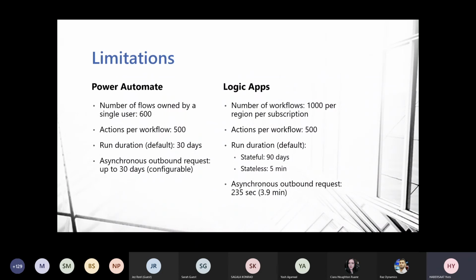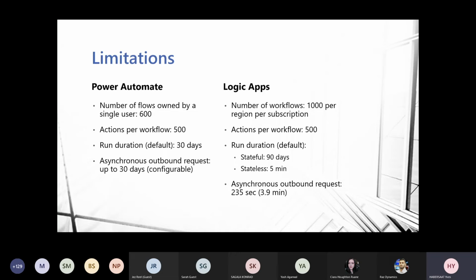Now, some limitations, because each service has some limitations. This is an example of some of the most common limitations. The number of flows owned by a single user in Power Automate is 600. In Logic App it is 1000 per region and per subscription. So you see there is a difference, because in Power Automate you have a fixed number for a single user, and in Logic App it's per region and per subscription. So basically, if you have multiple subscriptions, you can have more workflows.